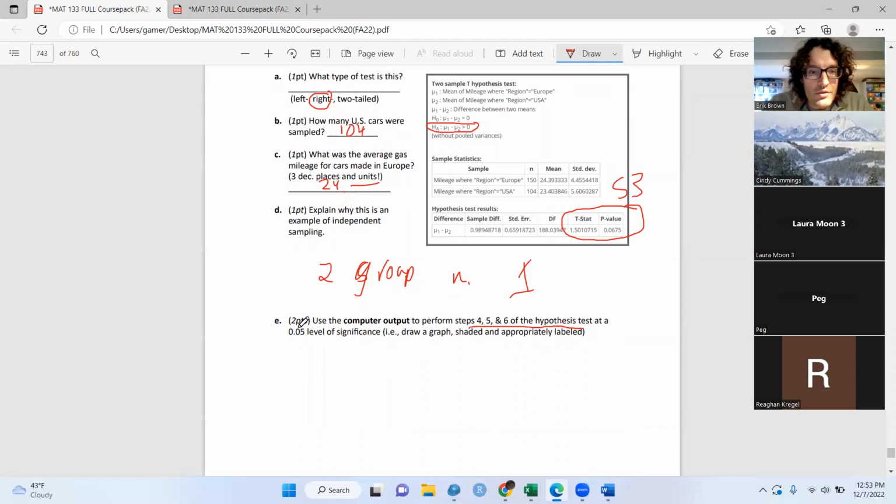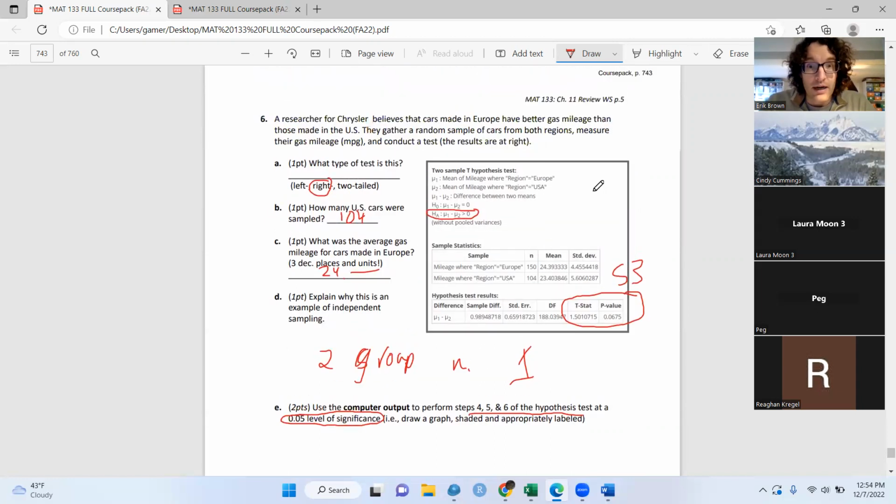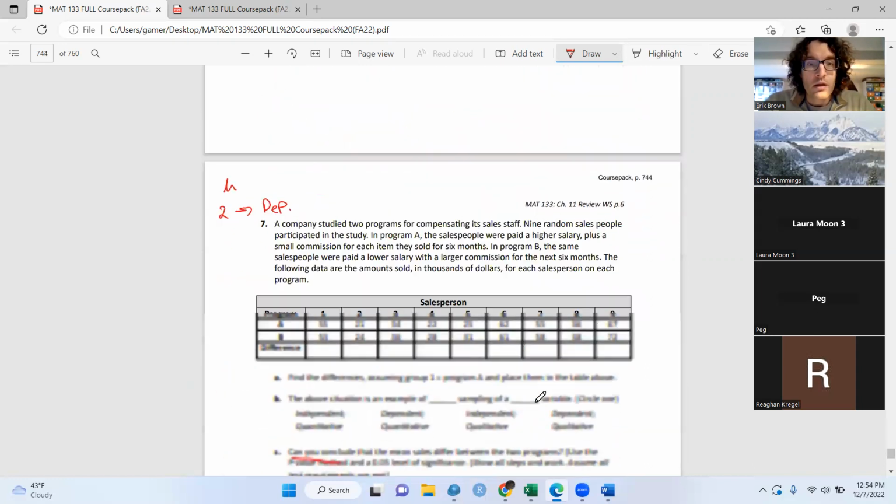Note, by the way, we do not reject. So there's not enough evidence to support our claim that there's a difference in the mean mileage of these vehicles. That's because 0.06 is not less than 0.05.